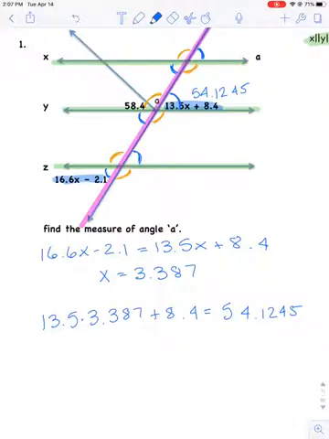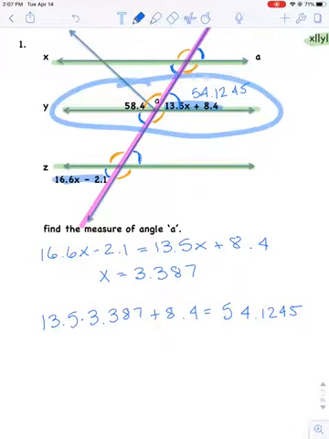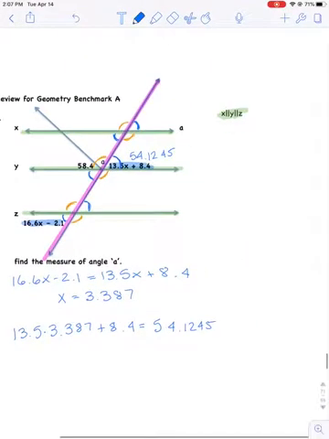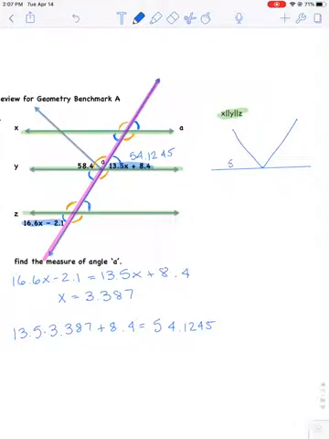Now, if I focus on this green line over here, I think what I might do is draw it off to the side so you could see it. So I have this green line, and there's these two lines coming off of it. Here's 58.4. Here's angle A. Here's 54.1245. They all form a supplementary relationship together. So all three of those angles together add up to 180.